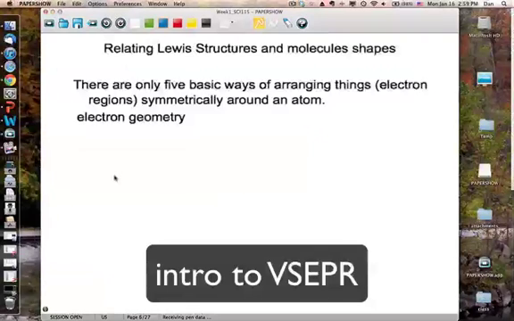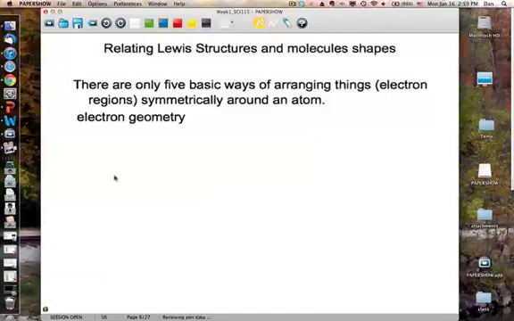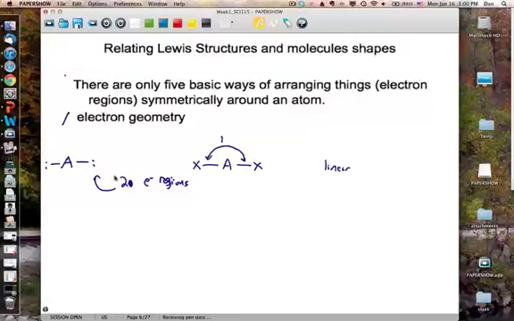When you put electrons around an atom, there's only 5 basic geometries that you can access. So we can have a structure where we have 2 electron regions. Now, electron regions can represent bonds, can represent atoms, can represent lone pairs, but we're just going to talk about regions. 2 regions. A good example of this would be a molecule that has the following structure. This would represent a linear arrangement of atoms, and the bond angle between these regions would be 180 degrees. No about it. It would be 180 degrees.